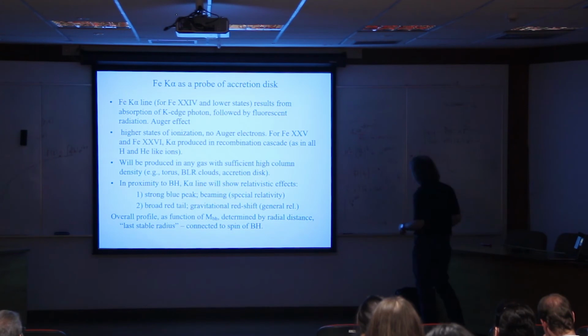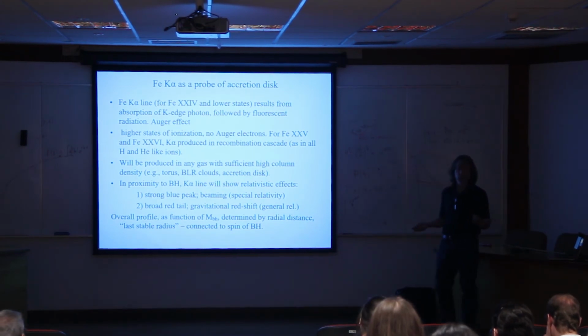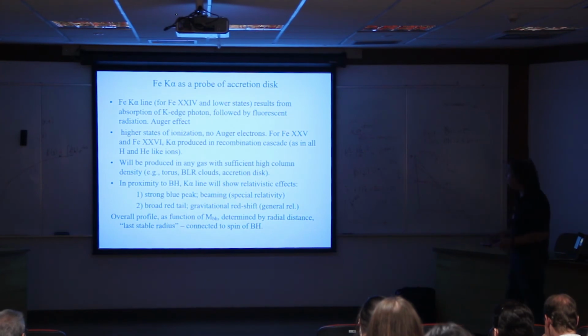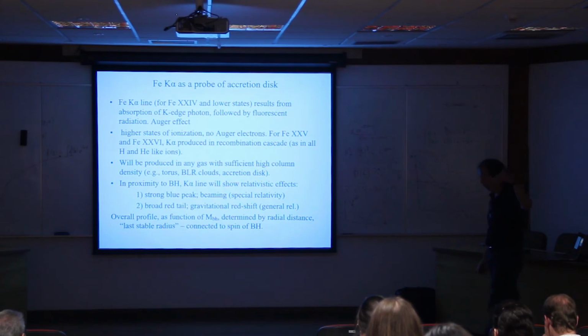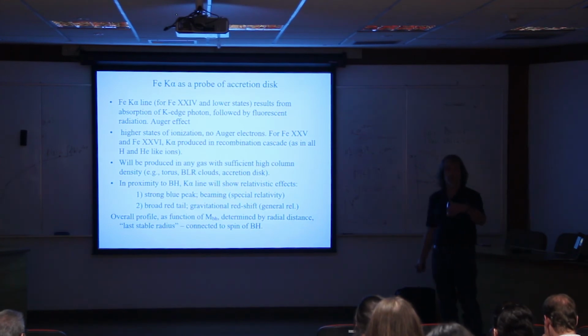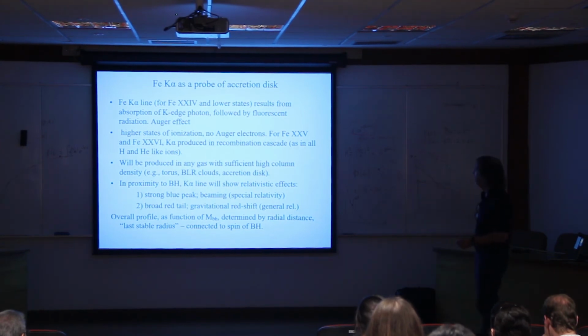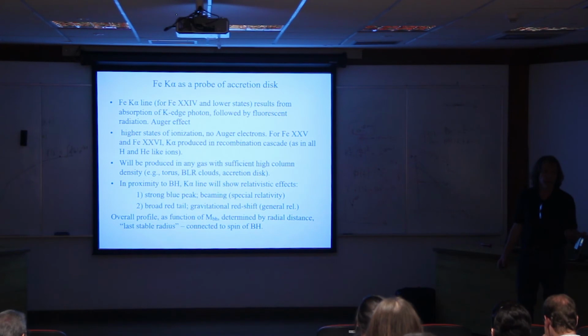We can use emission from the accretion disk, this iron K alpha, as a probe of the disk conditions. Basically, iron K alpha is for Fe 24 and lower ionization states. Iron goes up to Fe 26, remember? What happens is, it's an inner shell, the K shell, the innermost shell of the iron atom. An X-ray goes in and liberates an electron from the K shell, and that is followed by fluorescent radiation. This is an example of the Auger effect.